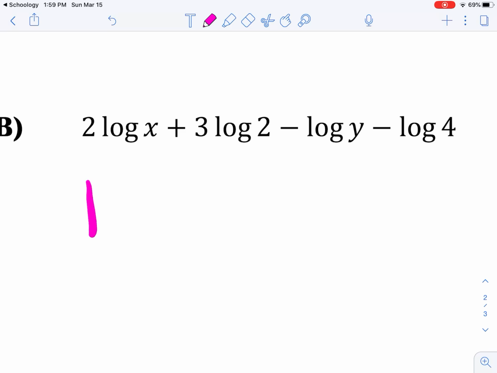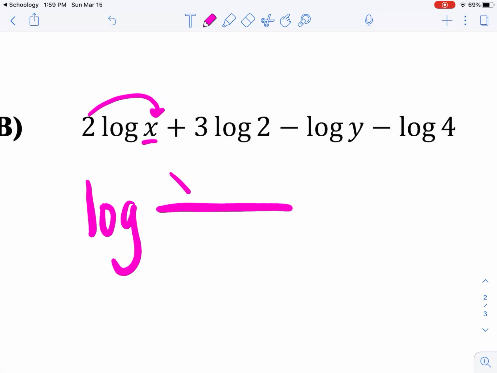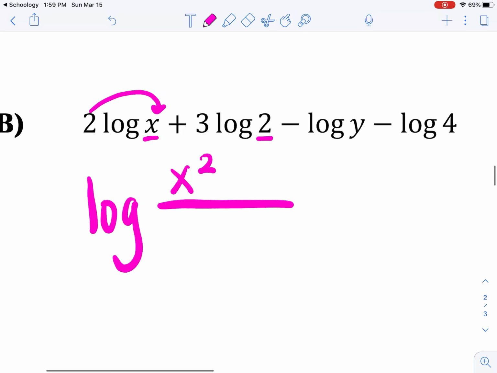All right, next one right here. This is all common log, so I'm going to write down common log. I see minus signs right here, so I'm going to put a fraction bar for the division. All right, I'm going to start with my first argument. This is an x. It does have an exponent, which is squared, so I'm going to put an x squared in my numerator. My next argument is a 2. It does have an exponent, it's a cubed. 2 cubed is 8, so I know there's an 8 that goes in my numerator.